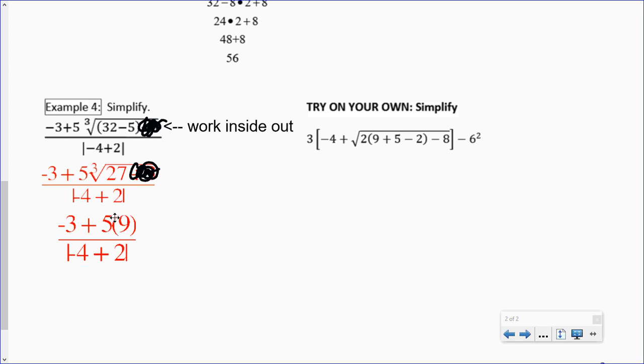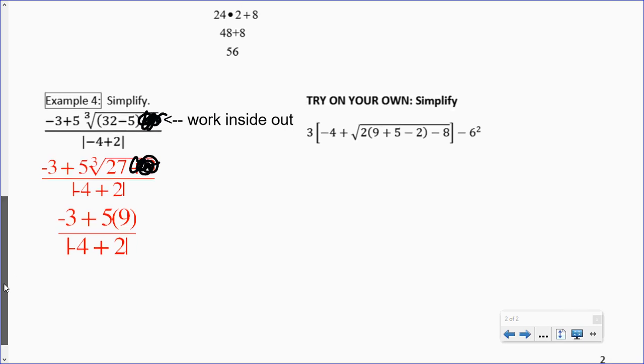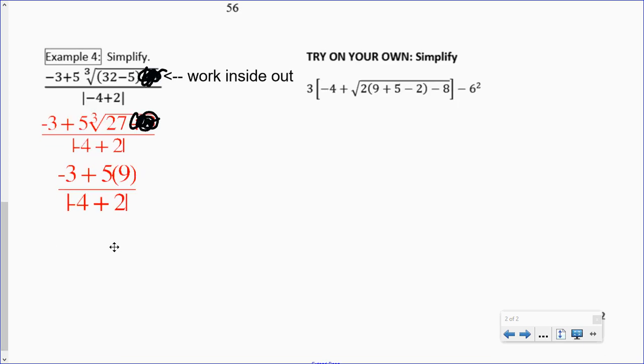So addition and multiplication. Multiplication comes next in GEMDAS. So I go ahead and take care of that. 5 times 9 gives me 45. So negative 3 plus 45 all over negative 4 plus 2, or the absolute value of negative 4 plus 2. Now I can do the addition on the top. Negative 3 plus 45 gives me 42, all over that absolute value.